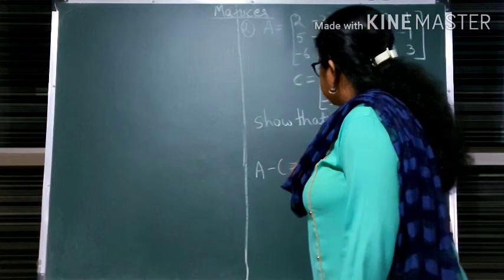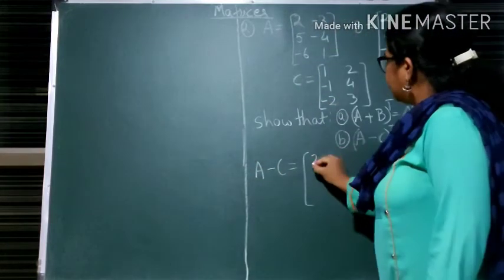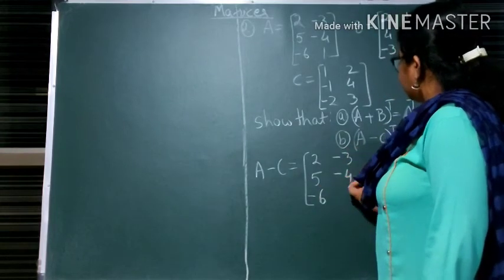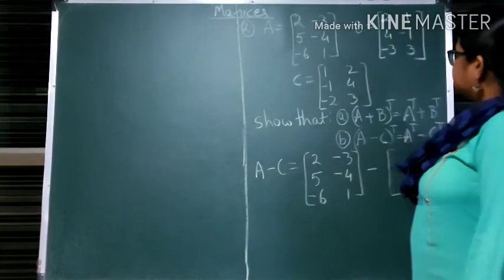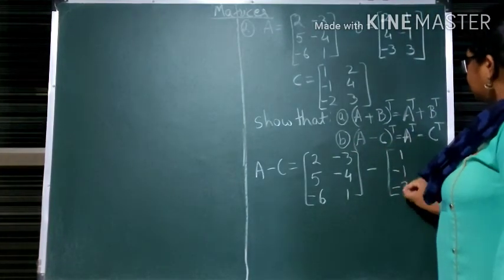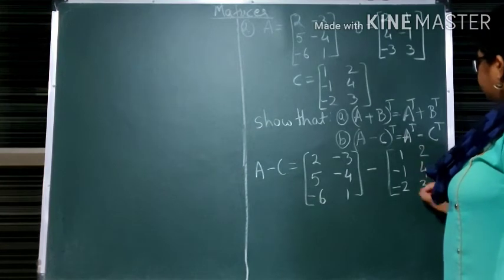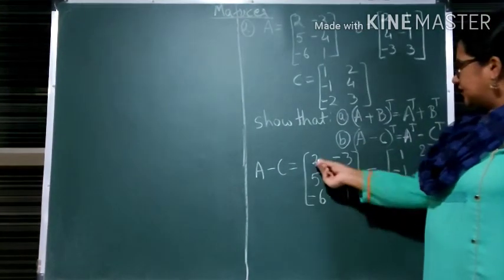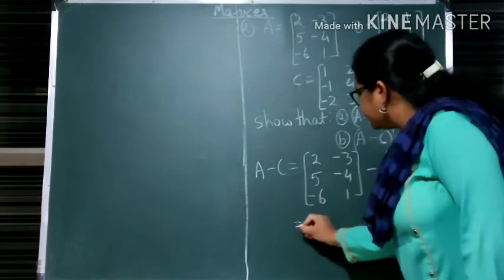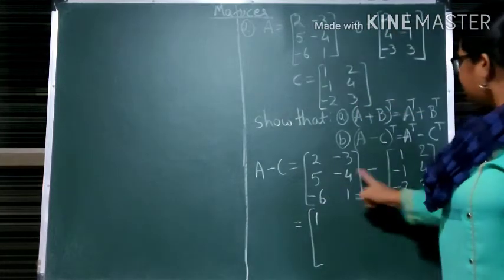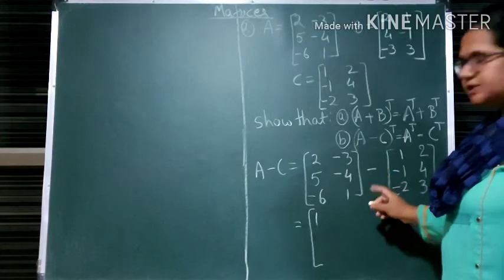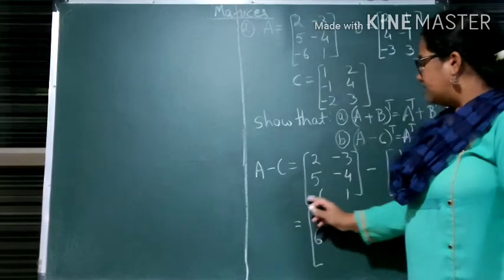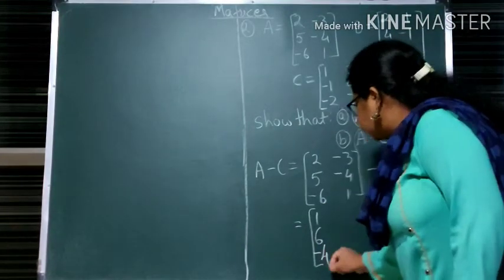So A minus C is equal to, first write matrix A, 2, 5, minus 6, minus 3, minus 4, 1. Minus matrix C, it is 1, minus 1, minus 2, 2, 4, 3. Okay, now subtraction, so please be careful for the signs. 2 minus 1 is 1. Then 5 minus of minus means plus. 5 plus 1 is 6. Minus 6 minus of minus 2 means plus 2. Minus 6 plus 2 is minus 4.